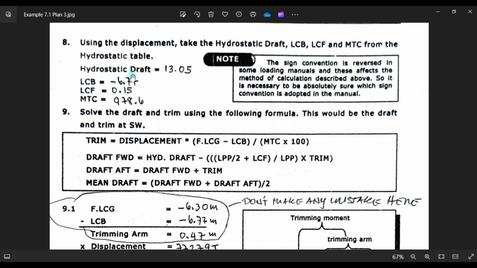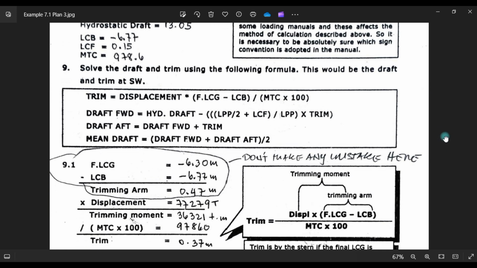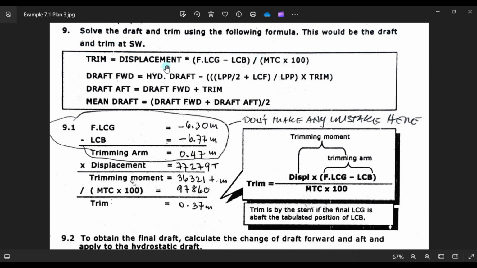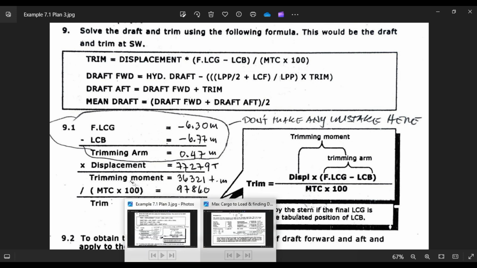Once you have gotten these values, you will solve for the trim. So the formula would be: trim equals displacement times final LCG minus your LCB, over MTC times 100. In applying this formula, this will be the solution: take final LCG minus your LCB. Okay, and we check here.